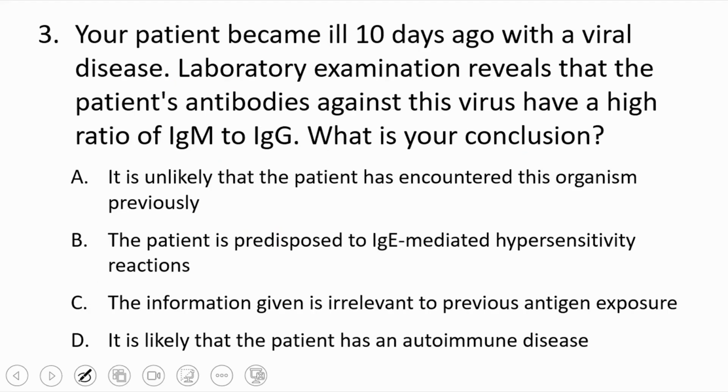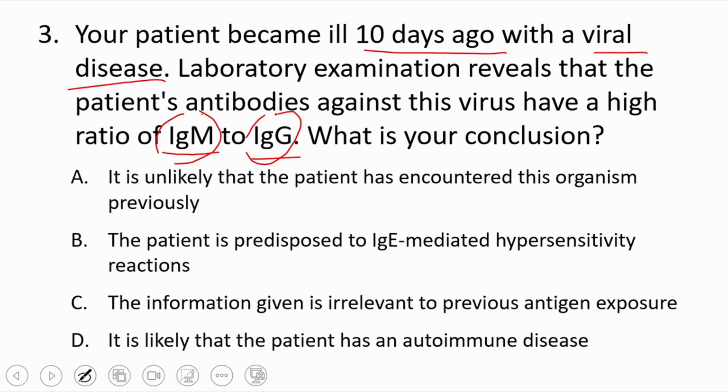Your patient became ill 10 days ago with a viral disease. So 10 days ago, there was a viral infection in our patient. Laboratory examination reveals that the patient's antibody against this virus has a high ratio of immunoglobulin M to immunoglobulin G. What's your conclusion? There is a higher concentration of immunoglobulin M than immunoglobulin G. Basically, we would expect a large concentration of immunoglobulin G. In concentration, immunoglobulin G is the largest. Next to that immunoglobulin A, next immunoglobulin M, then immunoglobulin E. D is very minimal. It's not that much present in secretion.